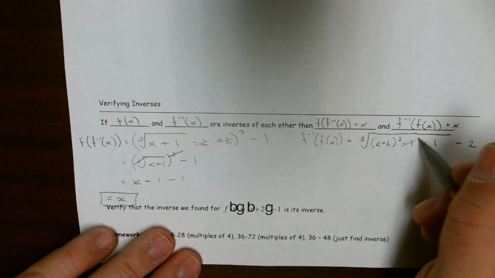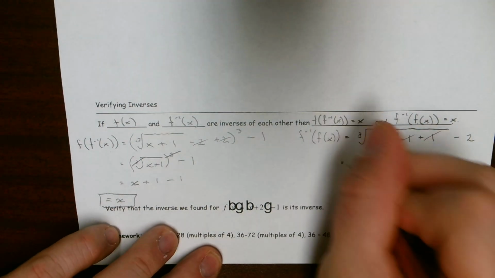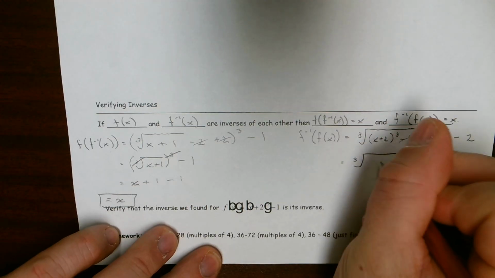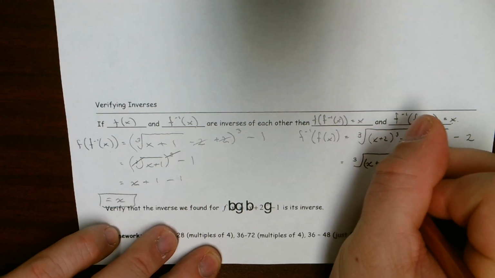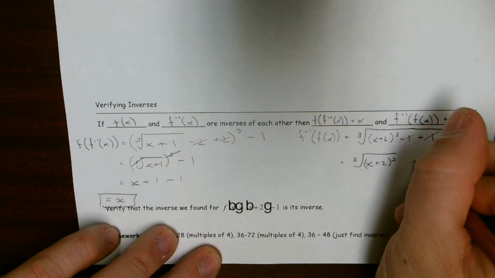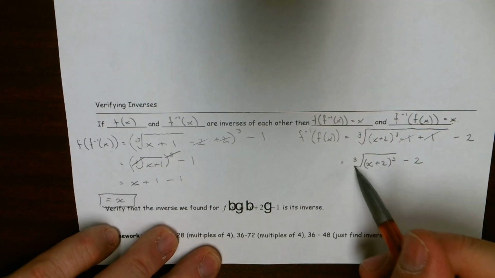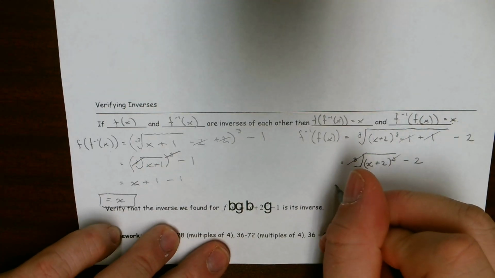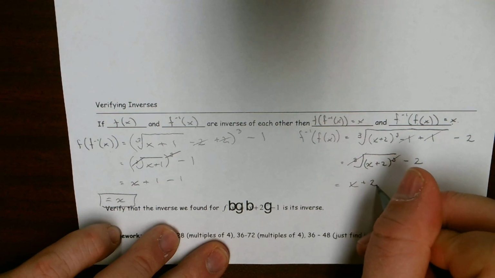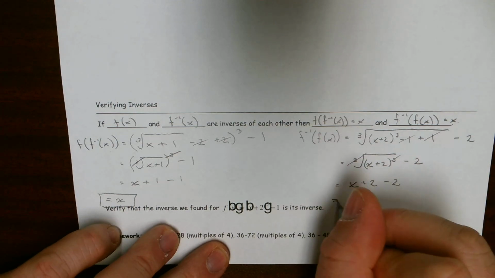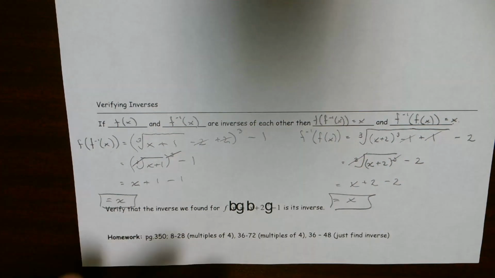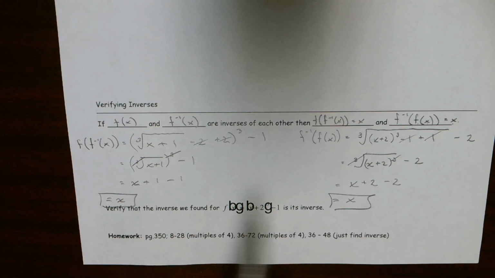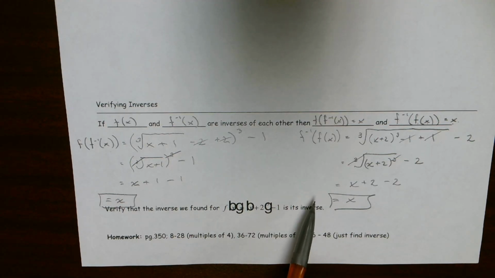So the minus 1 plus 1 underneath, those cancel out. Quantity x plus 2 cubed, cube rooted, minus 2. The cube and the cube root are going to cancel out. Leaves us with x plus 2 minus 2, which simplifies to x again. So if they both simplify to x, then that means that they are both inverses of each other. If, for some reason, one of them does not, then that means they are not inverses of each other.